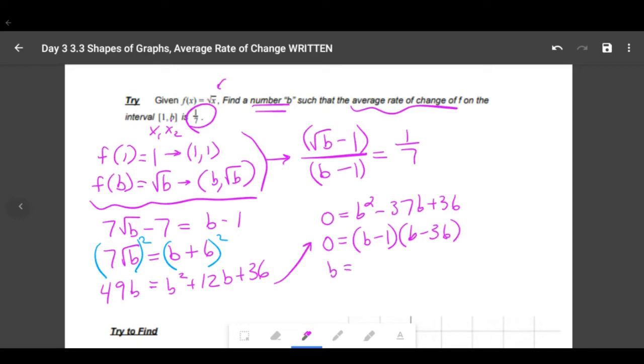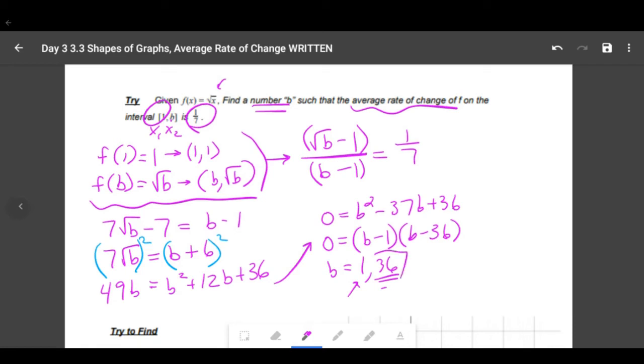So I got b equals 1 and 36, which makes sense if you think about it, because the 1 was what we started with, right? We started with a 1 over there. So that makes sense that 1's there. So obviously the b that we're looking for is 36. Okay, so the question asks us to find the b value such that the average rate of change... So we got that.